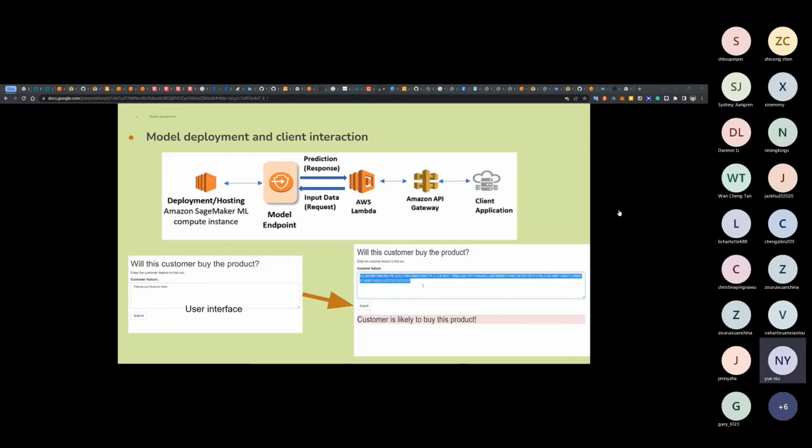And next page, after the model is successfully deployed at the endpoint, we use the AWS Lambda and AWS API Gateway services to connect the endpoint with the client. And we can realize the direct interaction between the product and the users. At this time, the client only needs to send the user's feature information, and our product will return the predicted result. That is, whether the user intends to purchase the product, and the result will be displayed on the client interface.